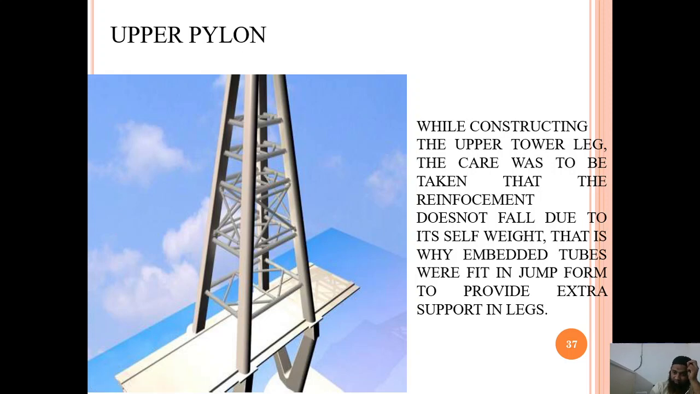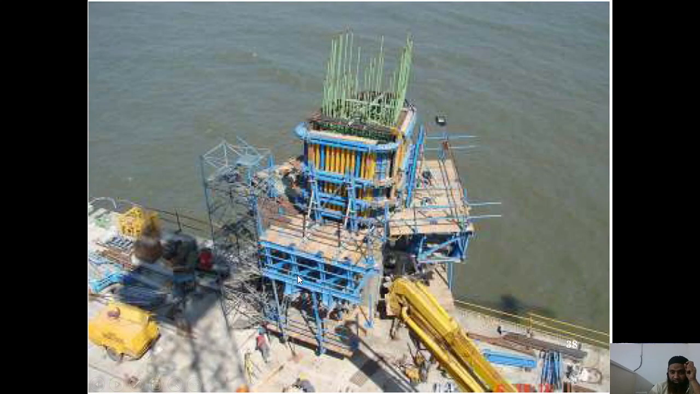So that is why embedded tubes were fitted in jump form to provide extra supporting legs. These tubes have been fitted here so that these legs don't fall down because of self weight. This happens while erecting because of the long height of this pylon. This care should be taken. You can see here how the reinforcement has been set up. You can understand by seeing this picture.